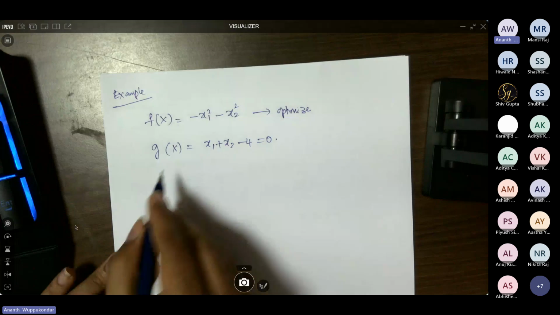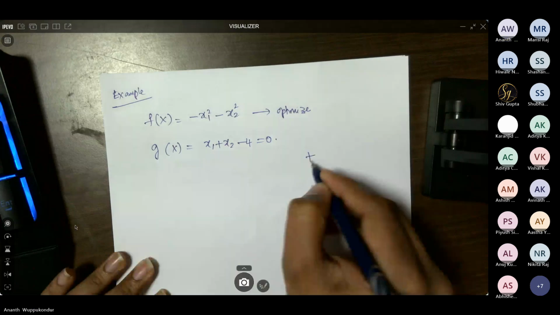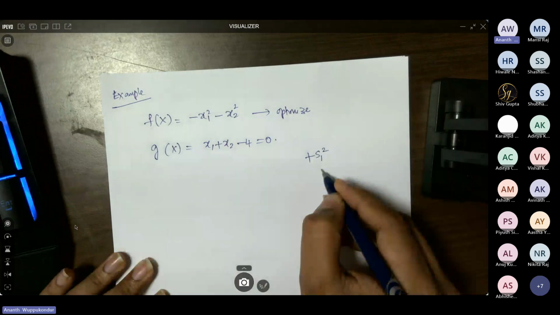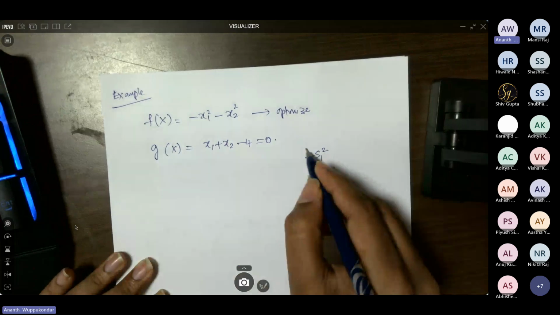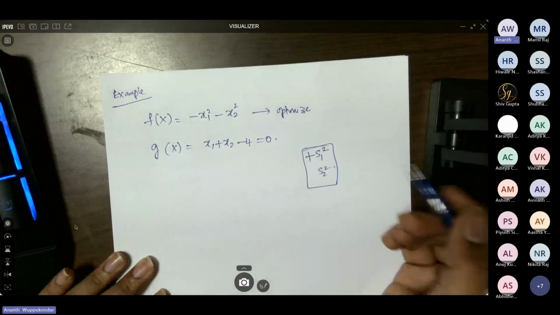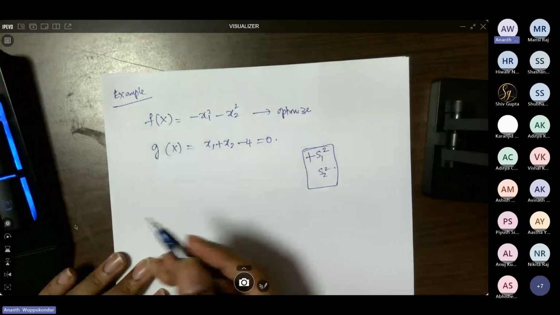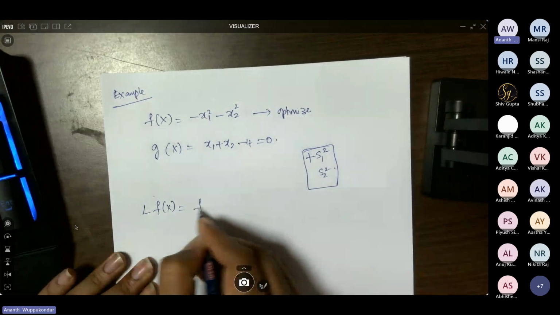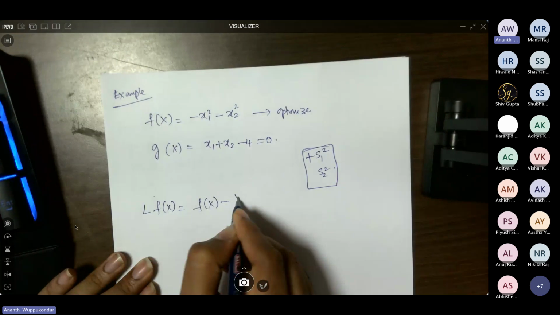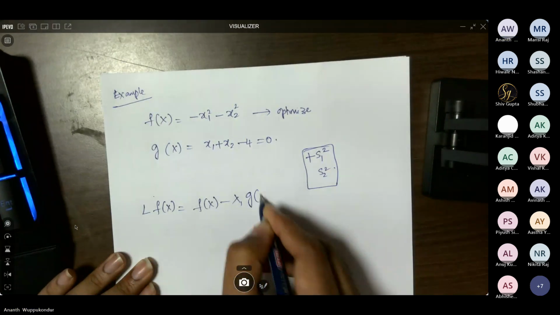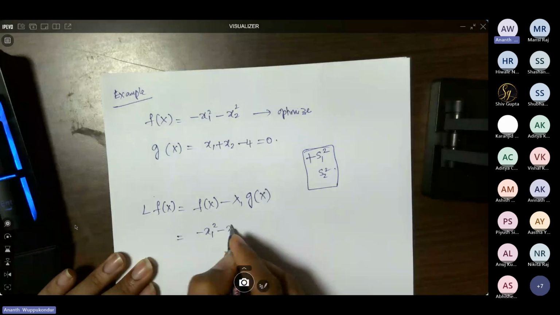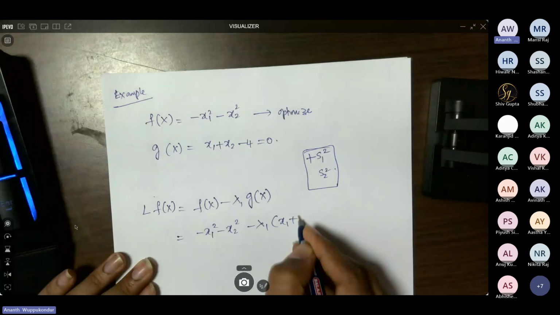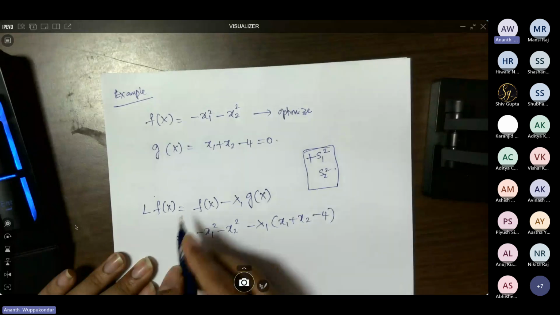So earlier when we had an inequality, we introduced terms, either s1 square or s2 square. But in this case, we don't have to introduce any terms such as s1 or s2. So we simply do the Lagrangian of f of x, which is f of x minus lambda 1 g of x. And that becomes minus x1 square minus x2 square minus lambda 1 times (x1 plus x2 minus 4). So this is our function L.